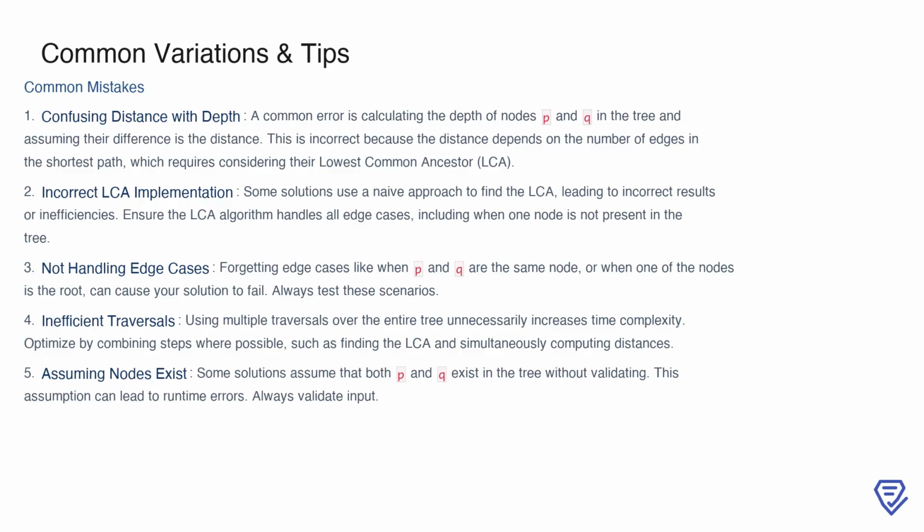A smarter approach combines tasks, such as finding the LCA and calculating distances, in a single traversal. Lastly, some assume that both nodes P and Q will always exist in the tree without validating their presence, which can lead to runtime errors. Always validate the input to avoid these issues.